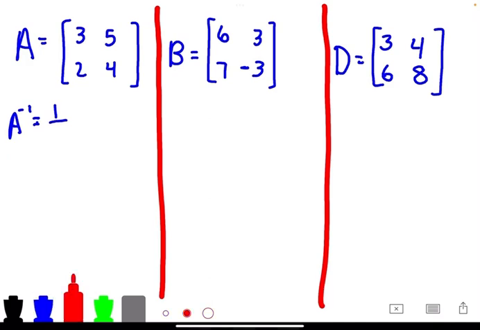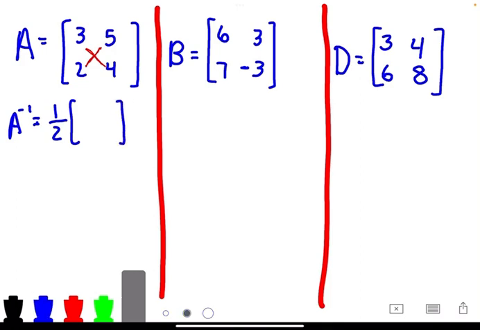Now, how do we find the determinant? The determinant is found by 3 times 4 minus 5 times 2. Cross multiplying. I'm going to say it again. 3 times 4 minus 5 times 2. So 3 times 4 is 12 minus 5 times 2 is 2.